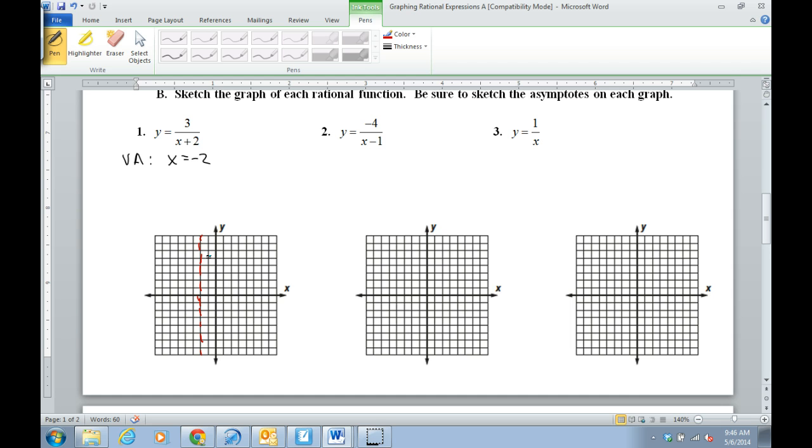Hopefully it's bright enough where you guys can see it. Okay? All right. Now, I already know what my vertical is. I want to know what my horizontal asymptote is. Okay, so the top part of my fraction, what is the degree of that? 0. It's 0 because there's no x up there. And the degree on the bottom part is what? 1. So since 0 is less than 1, my horizontal asymptote is going to be y equals 0.